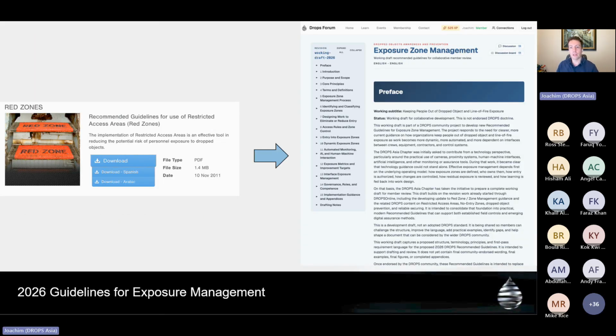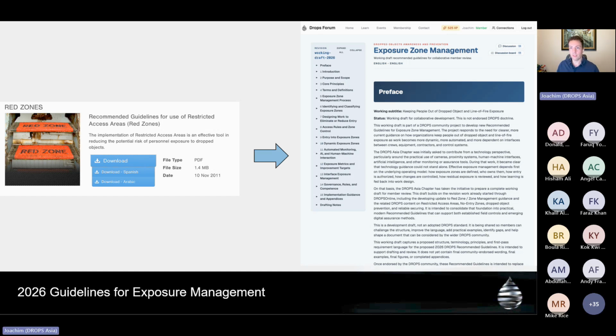So today we're mostly talking about the proposed draft for exposure zone management, which is the working title for the revision for the recommended guidelines for use of restricted access areas, or commonly known as red zones.